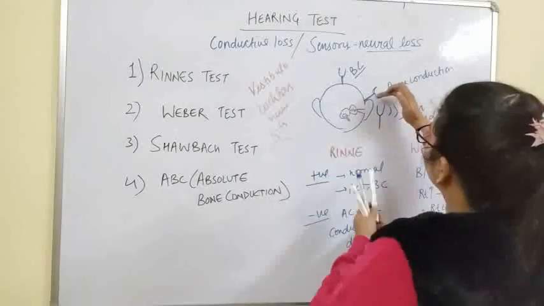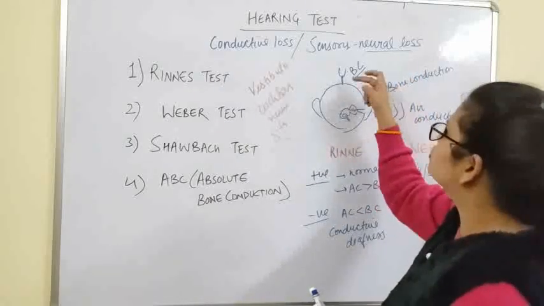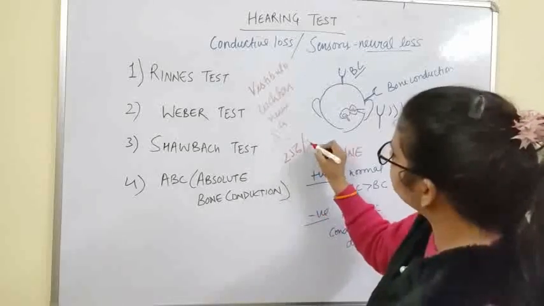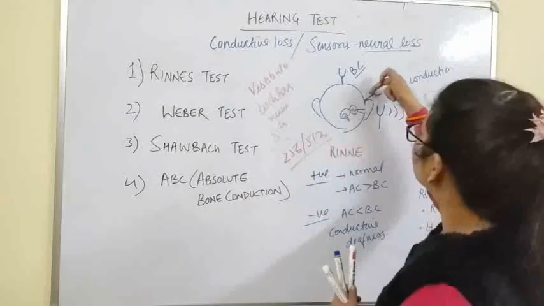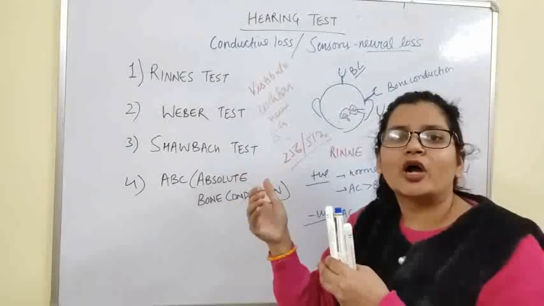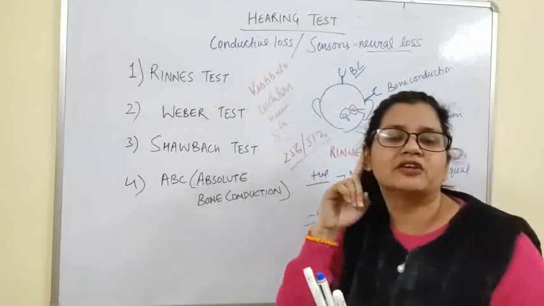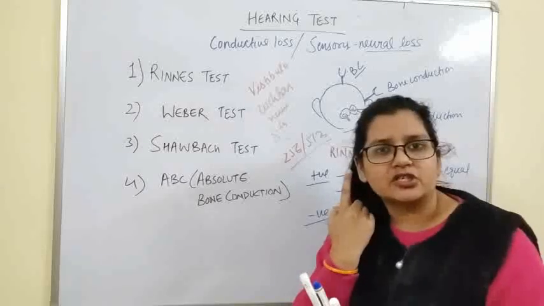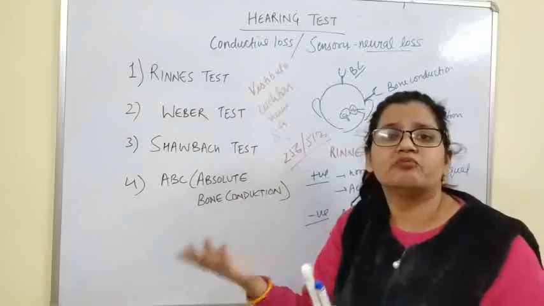We use a tuning fork of 256 or 512 Hertz frequency. We make it vibrate and then attach it on the mastoid process for bone conduction, and see until the point the subject is hearing the sound. As he stops hearing, we bring it near the pinna, in front of the pinna, for air conduction assessment. If he hears the sound, that means AC, air conduction, is better than BC.